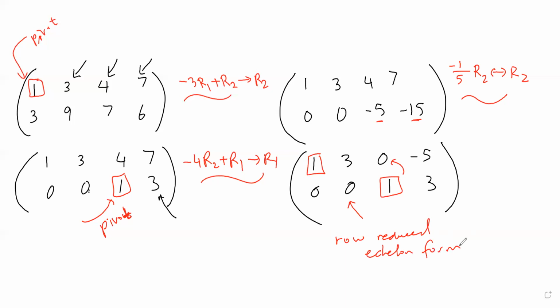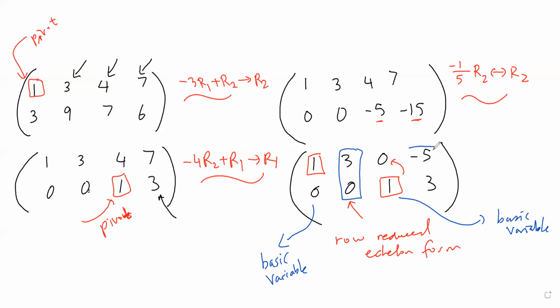But one more thing to remind you. The columns that have pivot positions are called basic variables. So this is a basic variable because it has a pivot in it. And this one is also a basic variable because it has a pivot in it. And the other two are called the free variables, which is this one and that's this one. So these two are free variables.